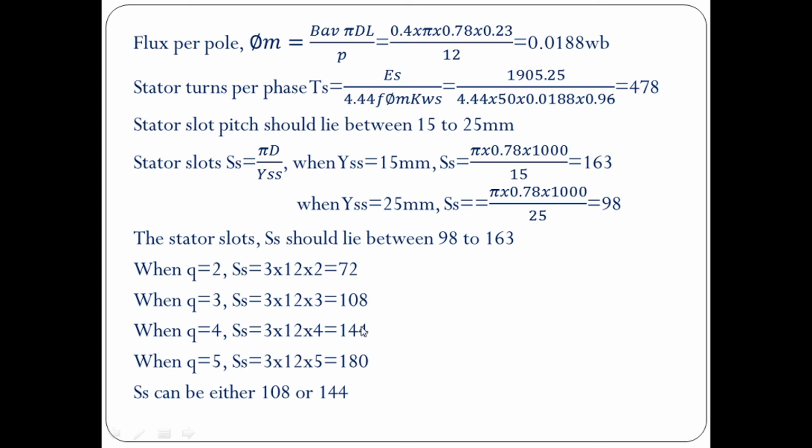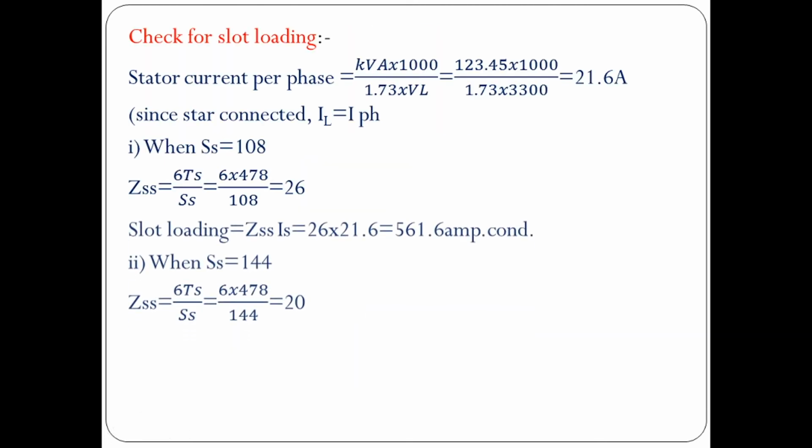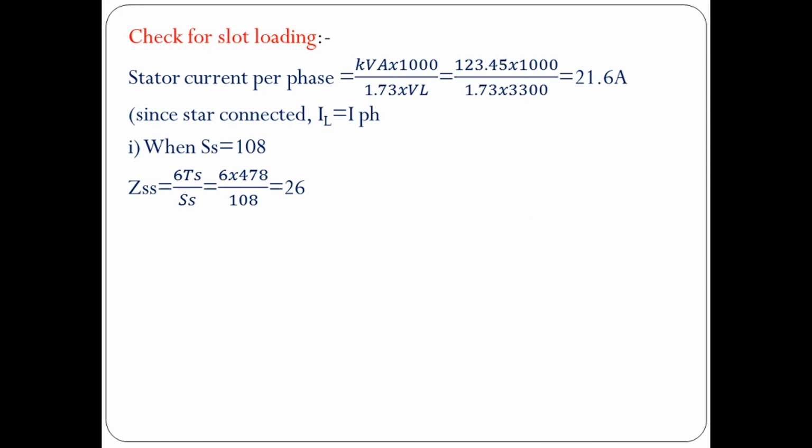So there are two values, 108 and 144. Normally we choose the higher value of the number of stator slots, or you can say check for the slot loading. The slot loading value is given. Loading means finding the current value. So stator current per phase is kVA into 1000 divided by root 3 into VL. If you solve this equation, you will be getting 21.6 amps.